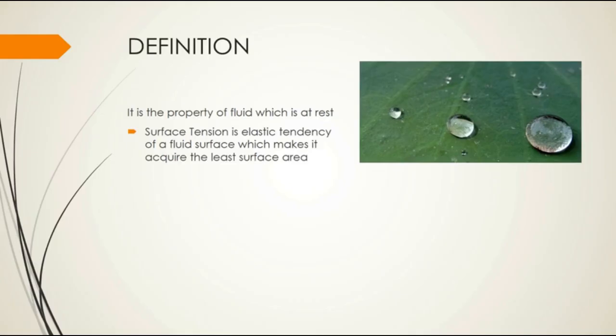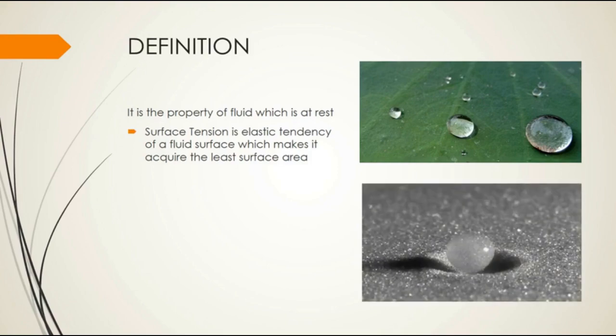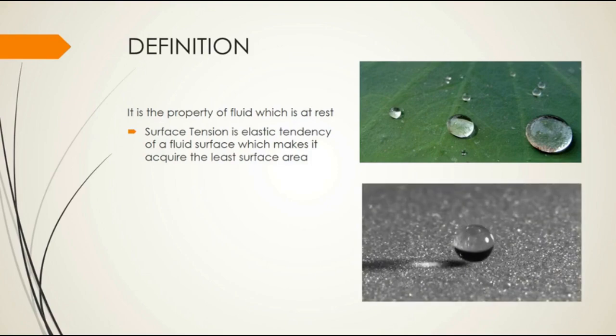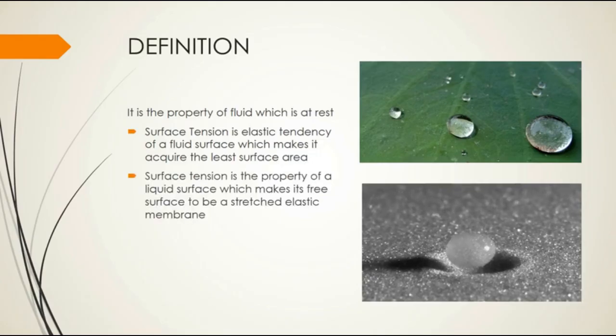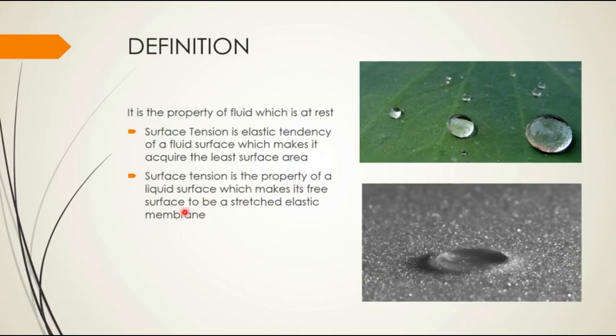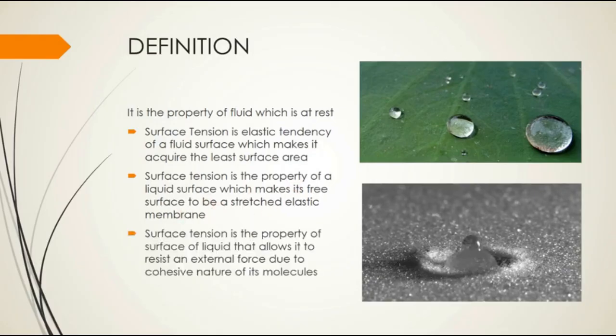Think about a raindrop or a water droplet on a lotus leaf. The lotus leaf has a waxy surface, so the water droplet cannot mix or spread on the leaf. It will acquire the least surface area and appears as a droplet. And think about a raindrop. The raindrop is always a spherical shape because the water droplet always occupies the least surface area, and that property is due to the surface tension.